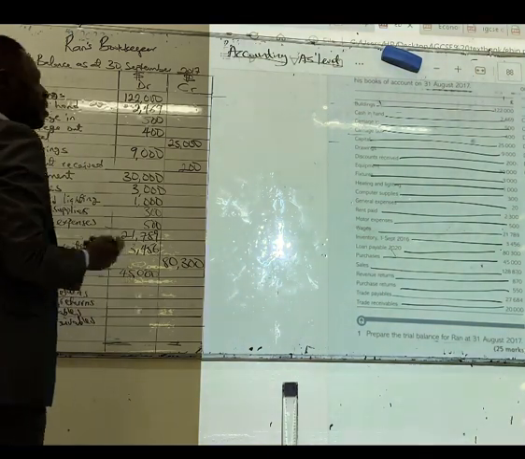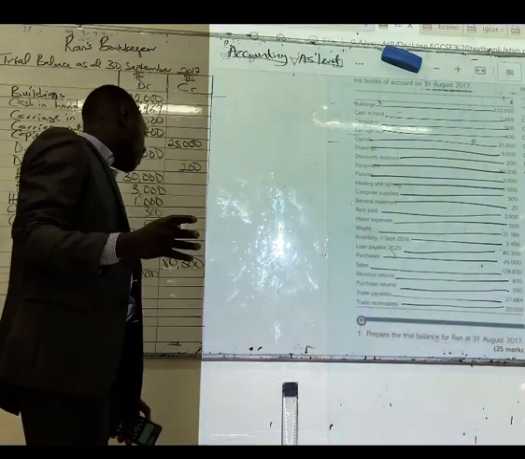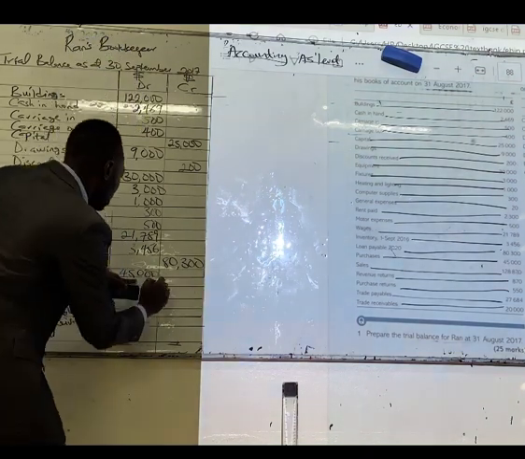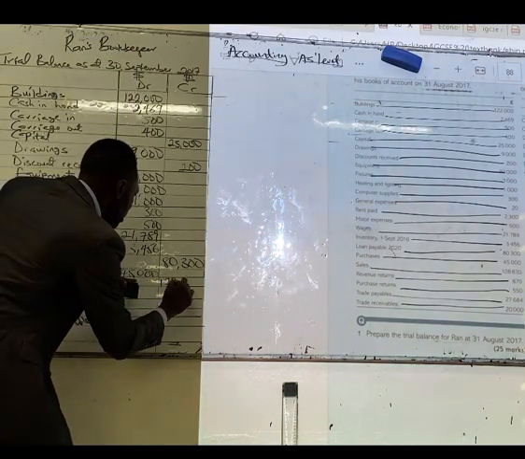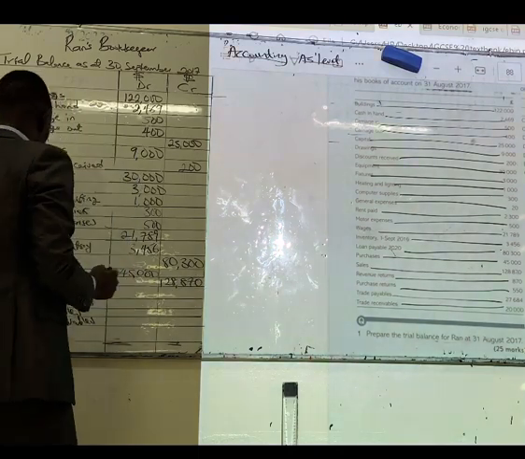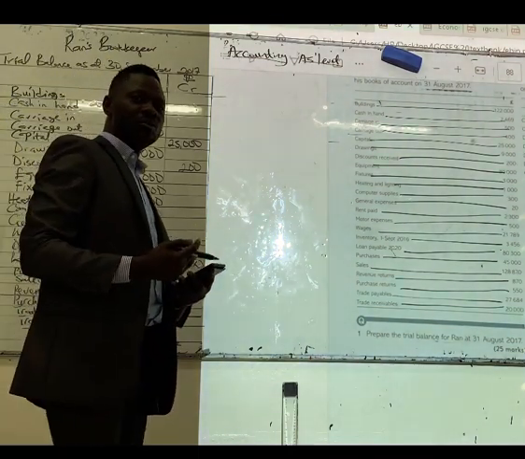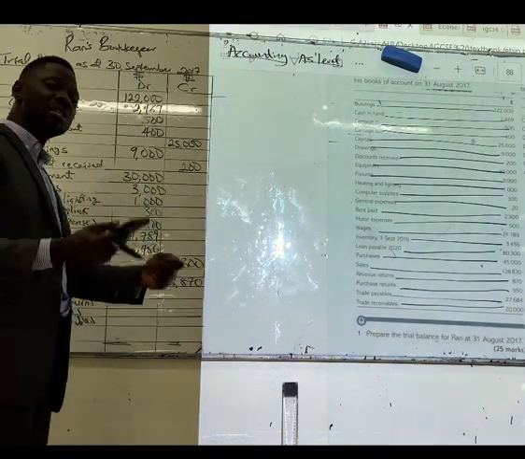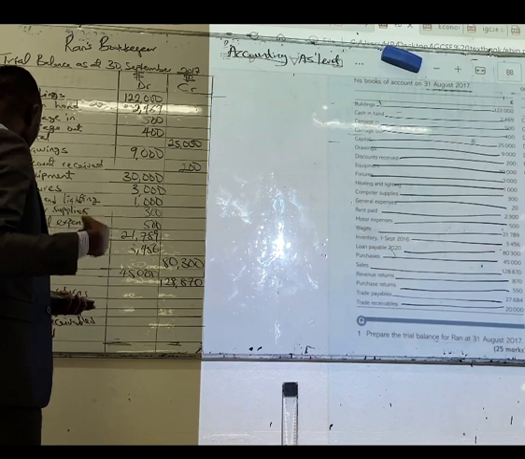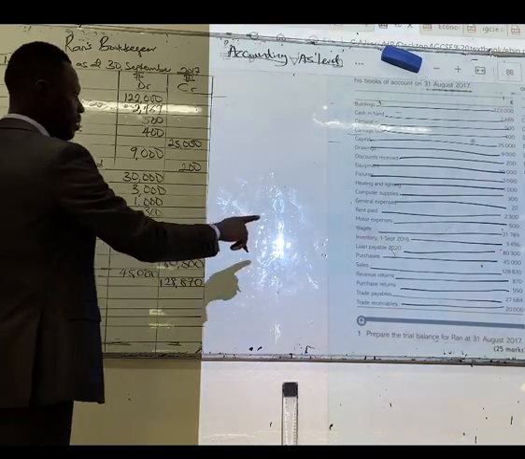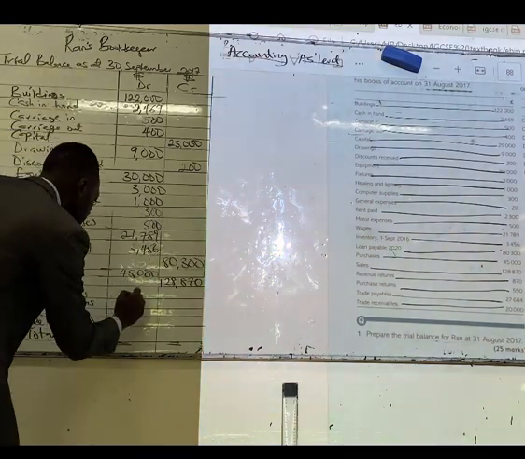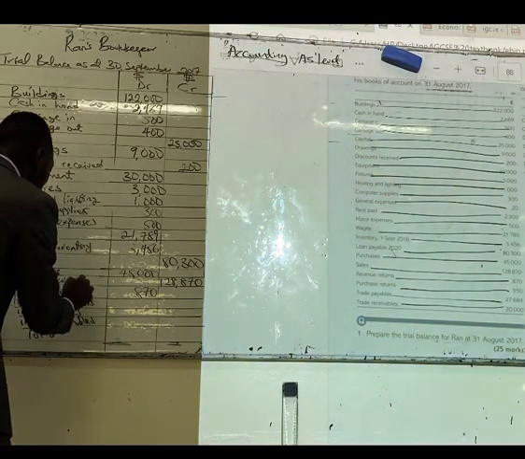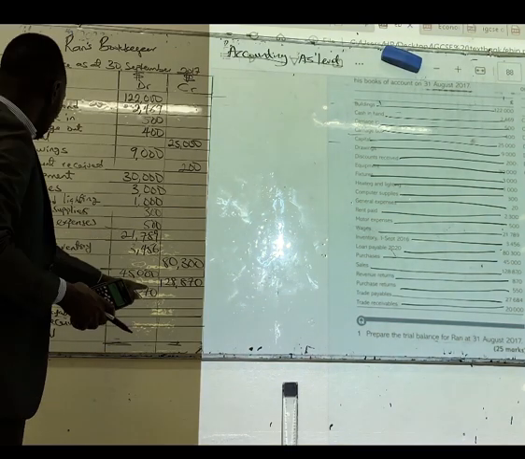Then we have sales. Sales is going to be on the credit side of our trial balance. Sales, amount 128,870. We have revenue returns, which is on the debit side. Because revenue is on the credit side, the revenue returns will be on the debit side. It comes back to the business. So that is amount 870. Sales is the same as revenue. So if revenue is on the credit side, the revenue returns will be on the debit side.